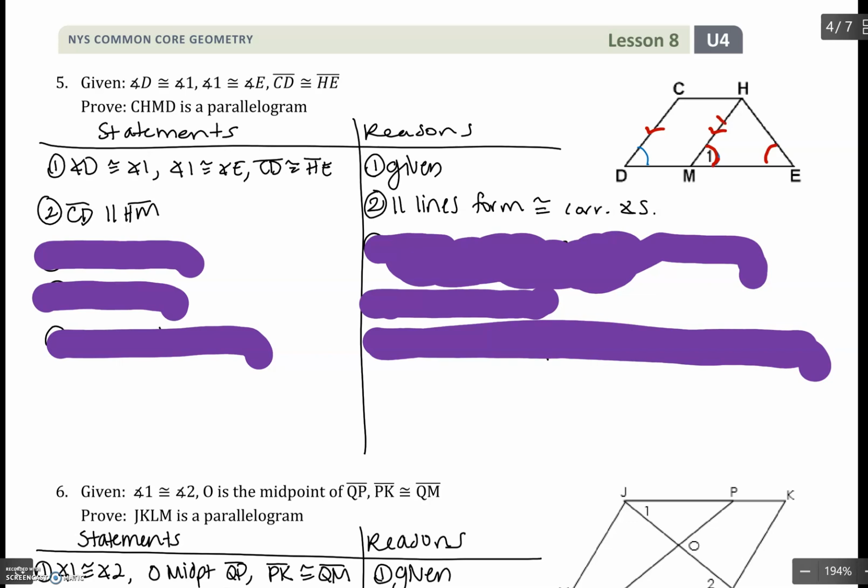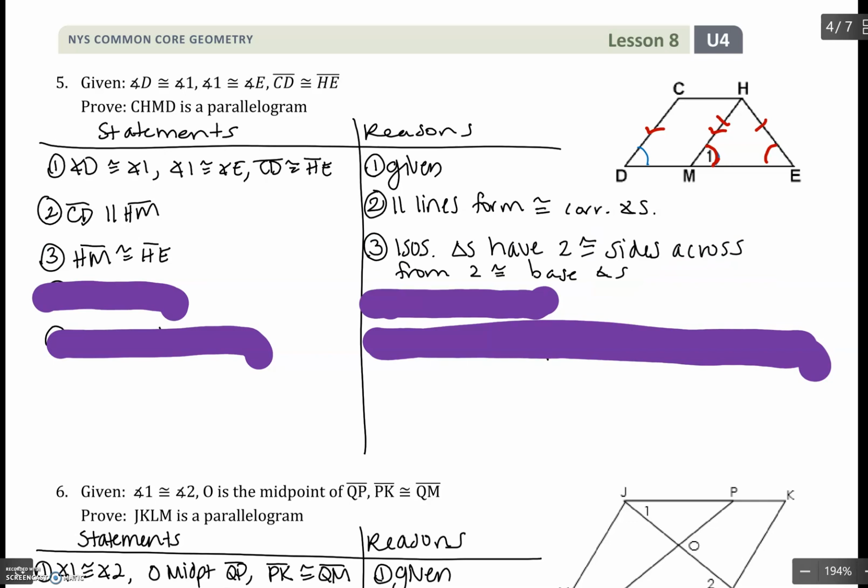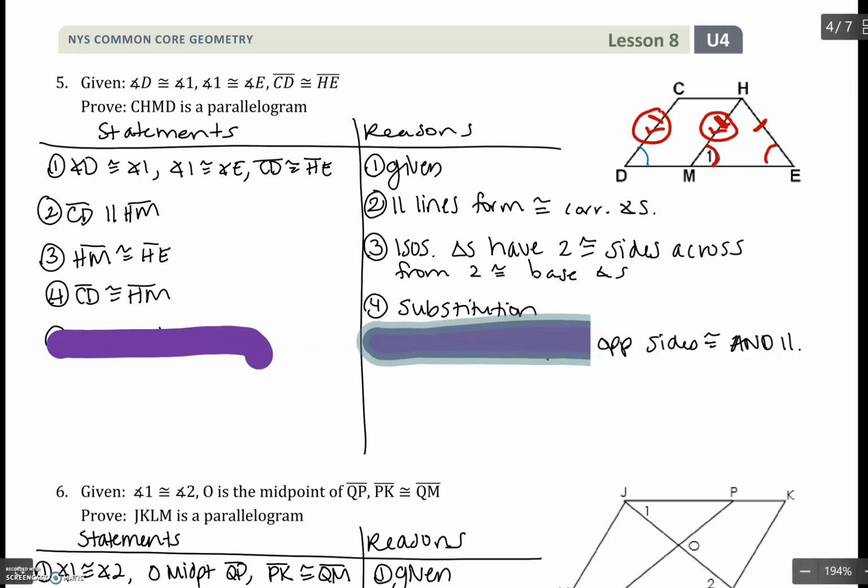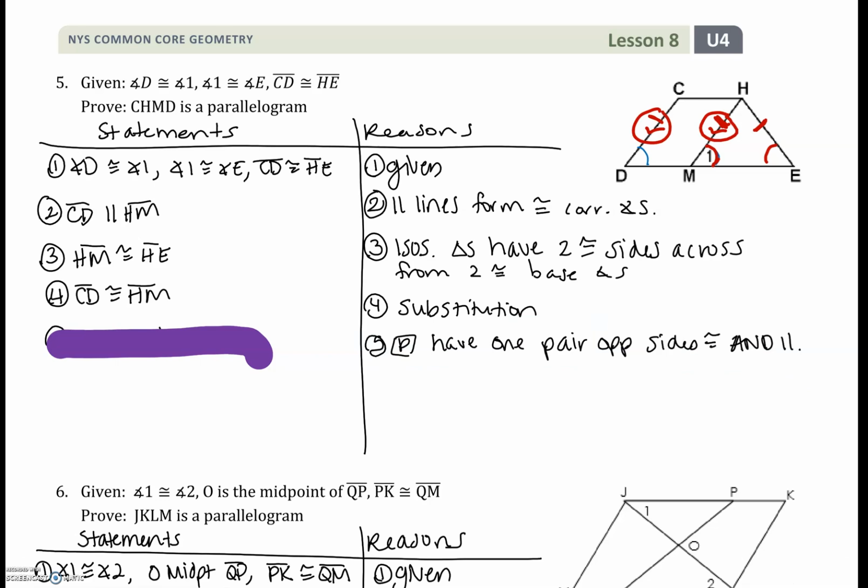They also told me 1 was congruent to E. If that were true, that would make this an isosceles triangle. So isosceles triangles have 2 congruent sides across from 2 congruent base angles. HM is congruent to HE. And the third given told me CD was congruent to HE. Well, if CD is congruent to HE, that means it also has to be congruent to HM. So I'm going to use my substitution to say CD is congruent to HM. And now if you notice what's going on here, we have 1 pair of opposite sides that's both congruent and parallel, and that makes CHMD a parallelogram.